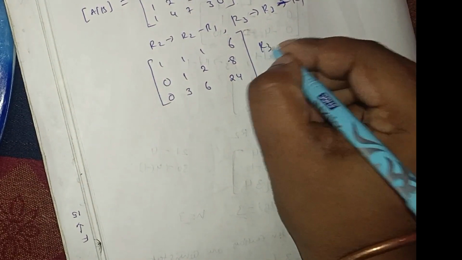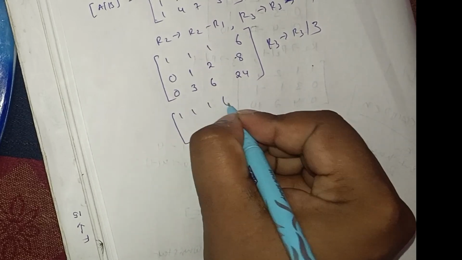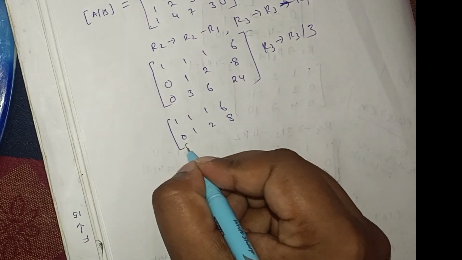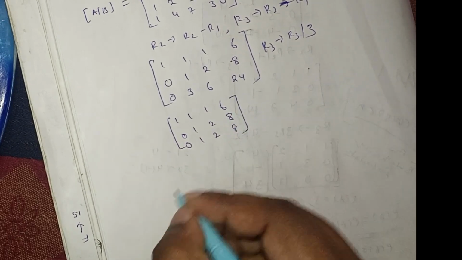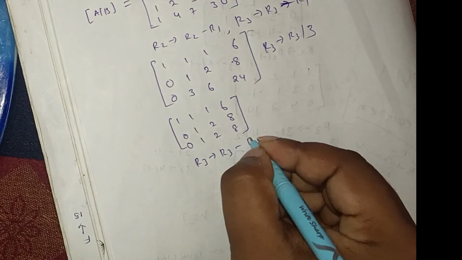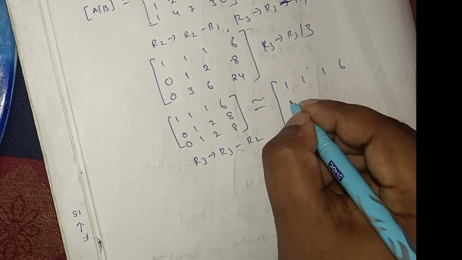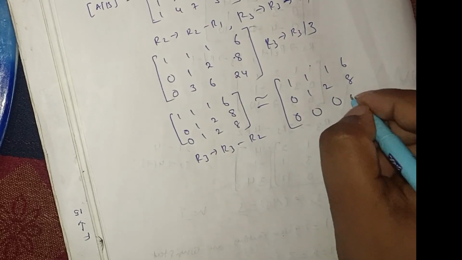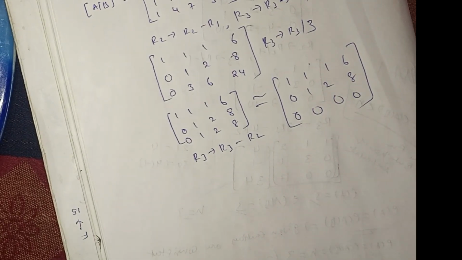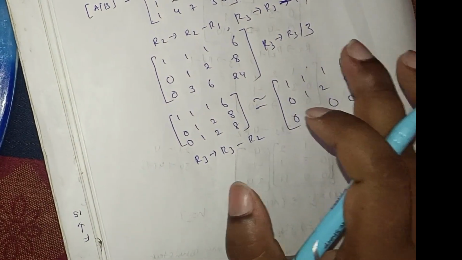Okay, R3 tends to R3 divided by 3. So what will you get? 1 1 1 6, 0 1 2 8, 0, 3 by 3 is 1, 6 by 3 is 2, 24 by 3 is 8. So R3 tends to R3 minus R2. What will you get? 1 1 1 6, 0 1 2 8, 0 minus 0 is 0, 1 minus 1 is 0, 2 minus 2 is 0, 8 minus 8 is 0. So that's it. Don't do any more operations on R2.